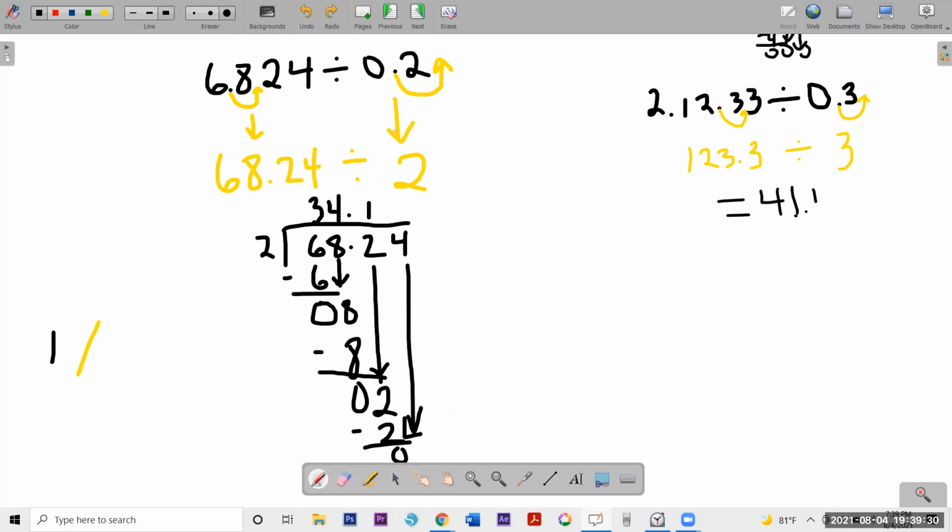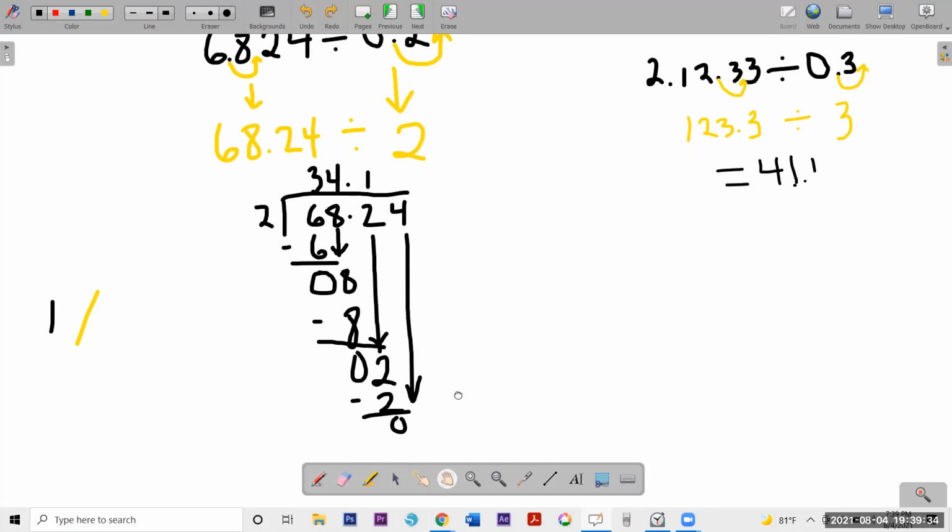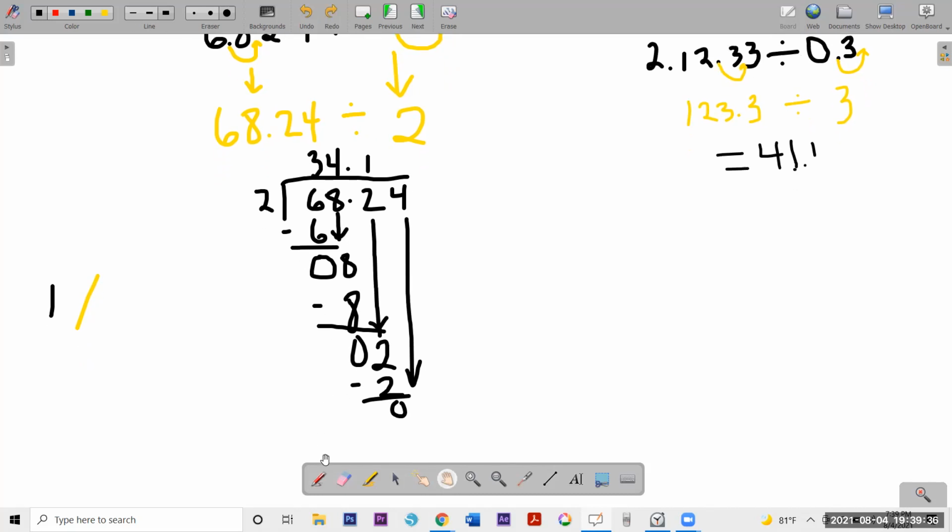Apologies. Let me try that again. Give myself some more space. So we bring down the 4. So 2 into 4 goes 2 times. 2 times 2 is 4. You get 0, we have our answer. So our answer is 34.12.